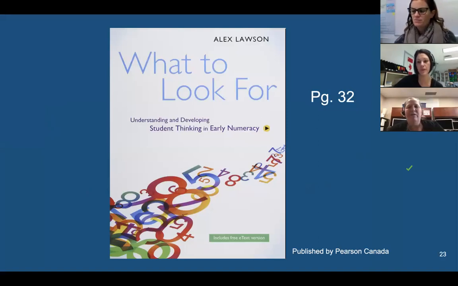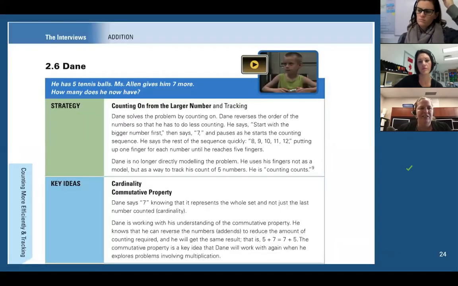This is where we wanted you to bring a copy of Alex's What to Look For book. If you turn to page 32, you will find a page that looks like this at the top. In the ebook, you can see a video of a child using that counting on from strategy by clicking on that image at the top.